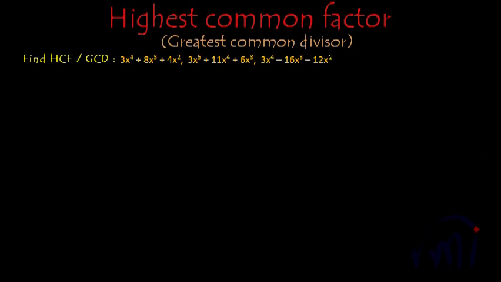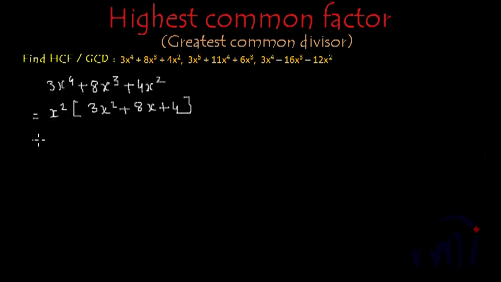So the first expression which we have to factorize is 3x to the power 4 plus 8x cube plus 4x square, right? As we can see, x square is common among all the terms, so I am taking it common, and then we will be left with 3x square plus 8x plus 4, right? And then what do we do? Here we have 3x square plus 8x plus 4 inside the square bracket, and now we have to factorize this.